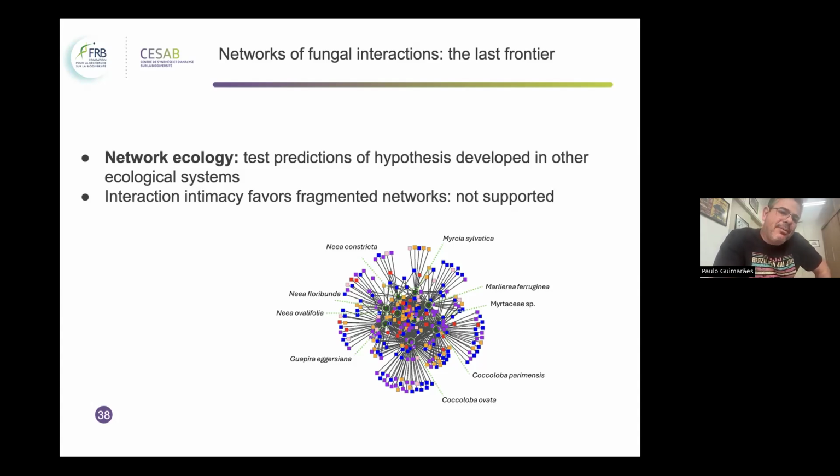So we need to rethink some ideas on what is governing the structure of ecological networks, or at least the results for plant-animal mutualisms and predator-prey interactions are not so general. Next, please.